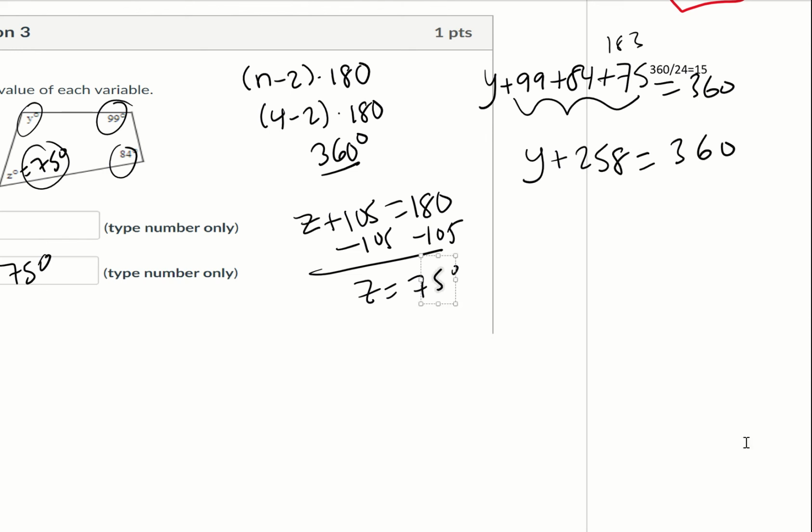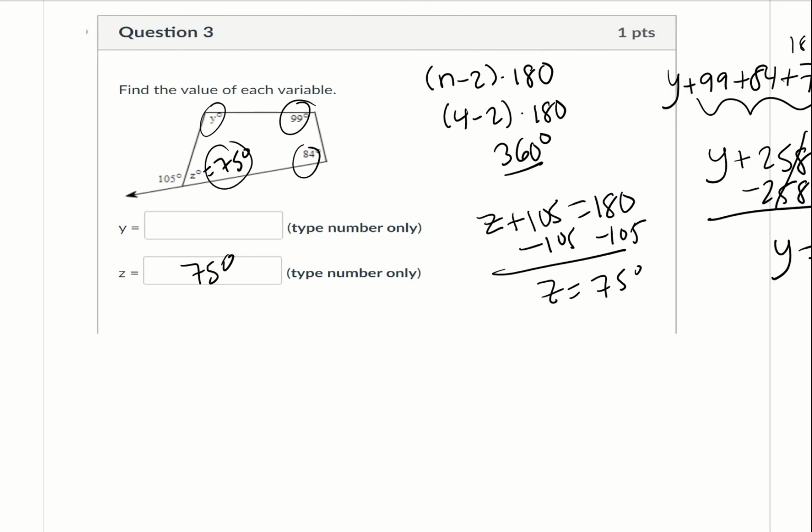I'll double check these numbers just to be on the safe side rather than relying on my mental math here. That's correct. And then we'll subtract 258 on both sides. Okay, so that's going to be 102. That's what it looks to be. All right, so y is equal to 102 degrees.